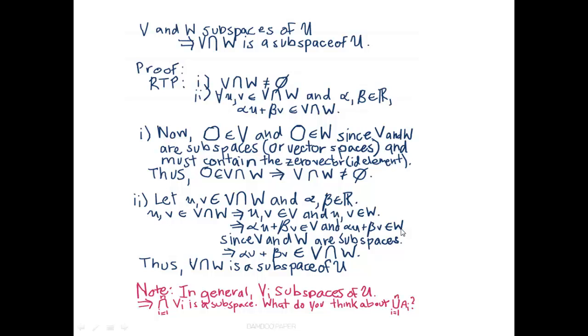But by the definition of intersection, if alpha u plus beta v is in W and alpha u plus beta v is in V, then we can conclude that alpha u plus beta v is an element of V intersection W. We have satisfied both conditions of the subspace criterion, and we therefore conclude that V intersection W is a subspace of U. In general, if V_i, i from 1 to n, are subspaces of U, then the intersection over i from 1 to n of V_i is a subspace of U. What do you think about the union of the V_i, i from 1 to n? Thank you very much.